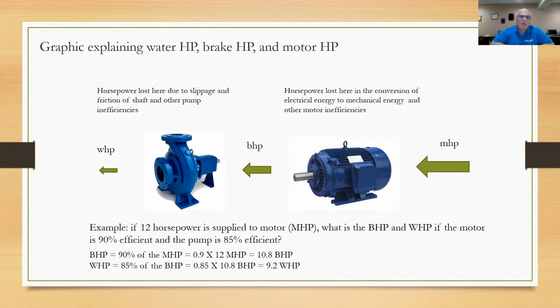So I went from 12 horsepower coming in. 90% of that left me with 10.8 going into the pump, which was inefficient, and left me with 9.2 going in to actually be available to pump the water. So I had to invest 12 horsepower to get 9.2 horsepower of work going into my water. So those are the two inefficiencies described there.